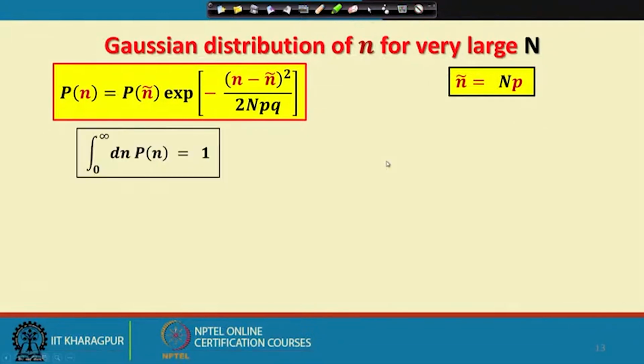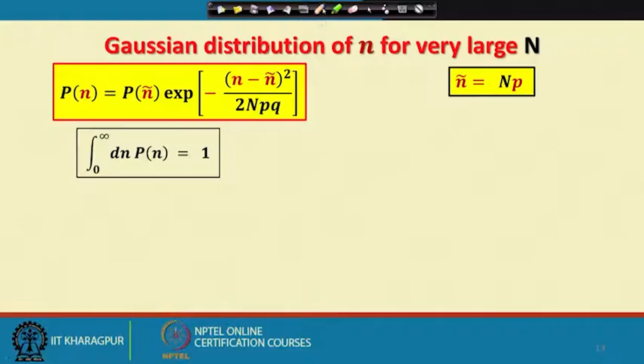Now, if I want to know what is the condition of normalization, if you have a continuous variable, then this is the condition of normalization: if you sum over or integrate over all possible values of n, you should get 1.